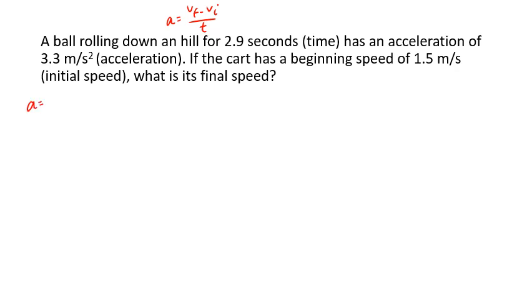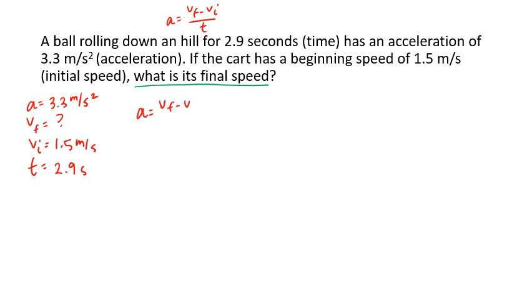We line up our variables. It's asking us to solve what is its final speed. So final speed is going to get the question mark here. It gives us an acceleration of 3.3 meters per second squared. It gives us a time value of 2.9 seconds and an initial speed of 1.5 meters per second.